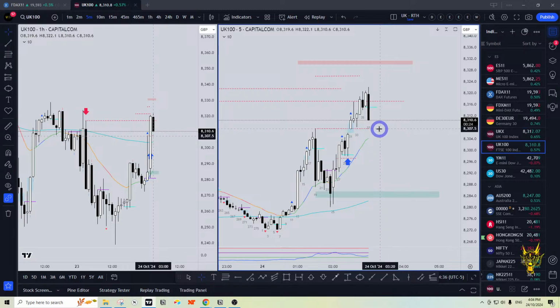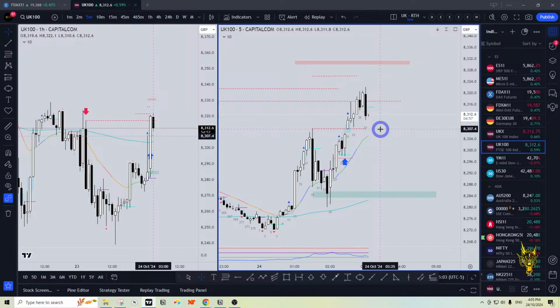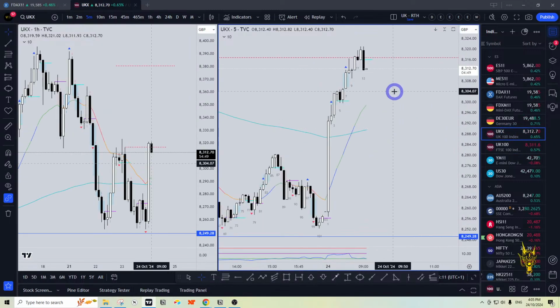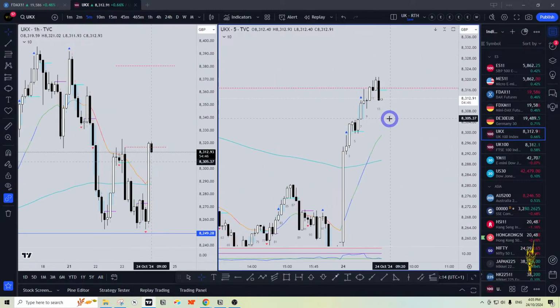So bears desperately want to get a test of the high of that bar. The high of that bar is 8308 on my terminal. You could argue, on this chart, there's no overlap. On my terminal here, there is. If you go to this chart, there isn't.